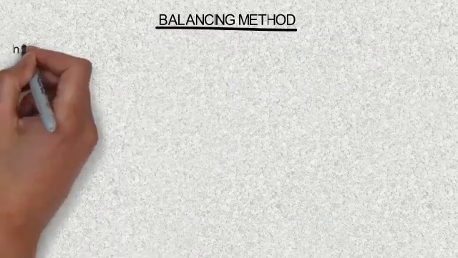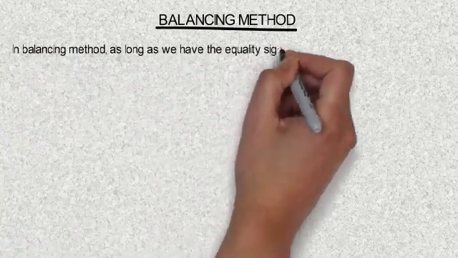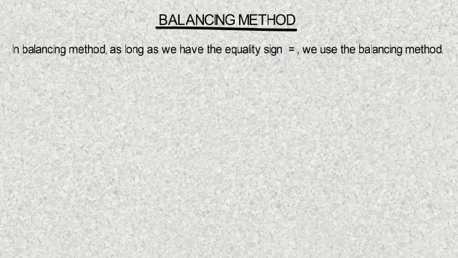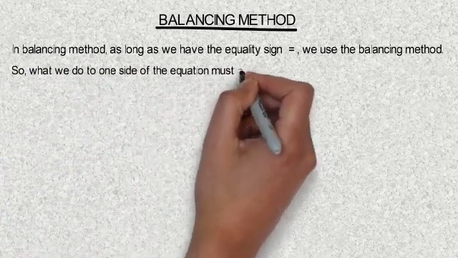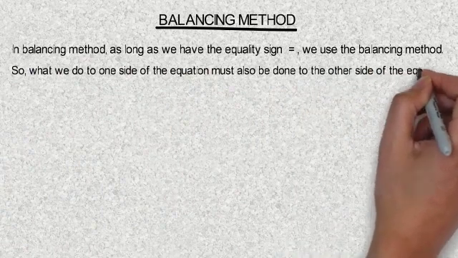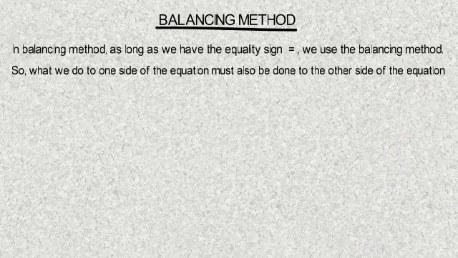So let us look at how to solve a simple equation using the balancing method. In the balancing method, as long as we have the equality sign, we use the balancing method. That is, once we have, for instance, 3x plus 2 equals 2, we use the balancing method. So what we do to one side of the equation must also be done to the other side of the equation. That is what I mean by balancing method. So if I add something to one side of the equation, I must add the same thing to the other side of the equation also.